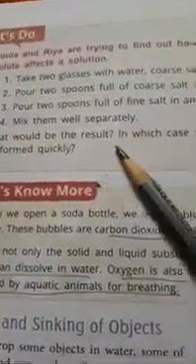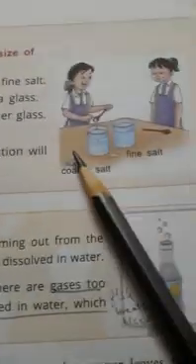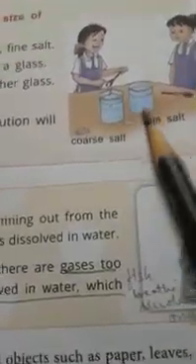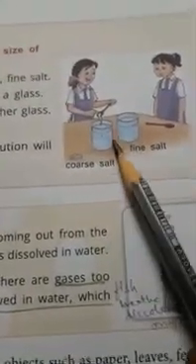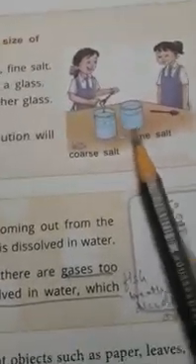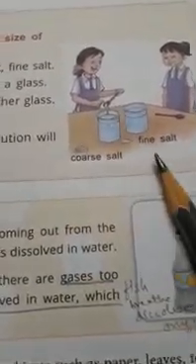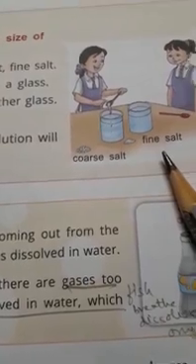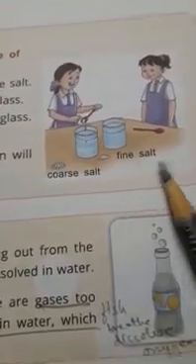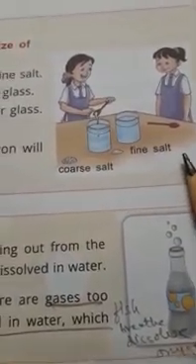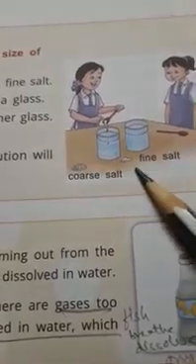Then turn to the next page. Here one activity is shown. Here you can see two containers. They have been filled with water. Now in one container, this girl is adding coarse salt. Coarse salt means the particles of the salt are a little bigger in size, and in the next one she is adding fine salt particles, and then she is stirring with a spoon.